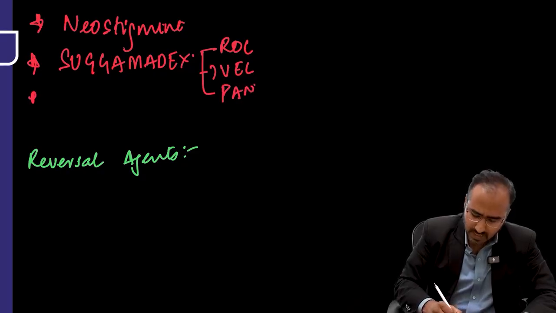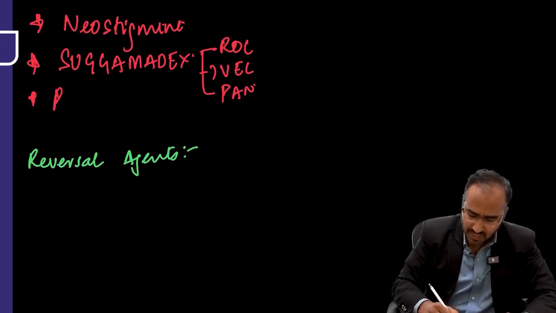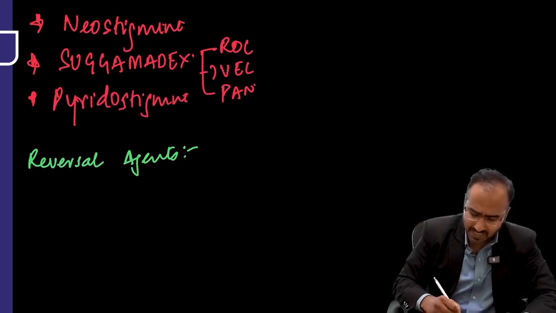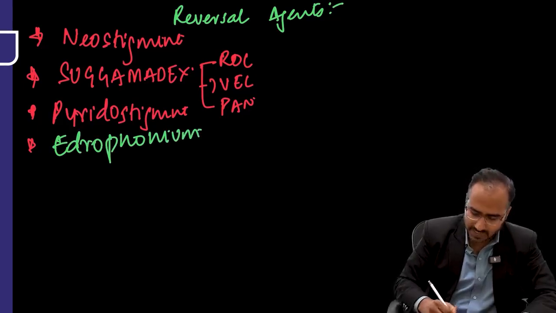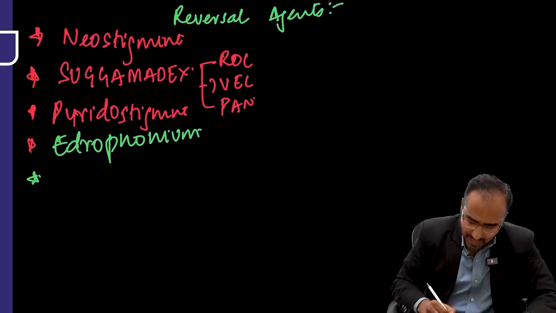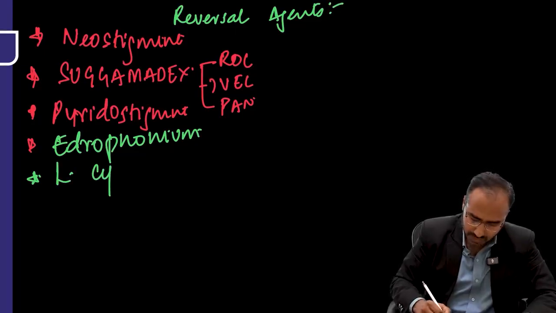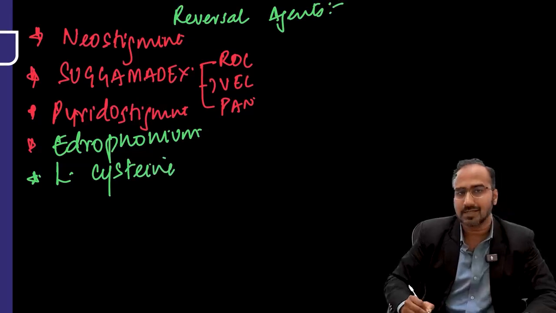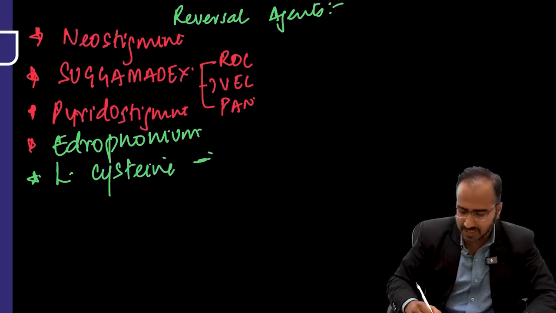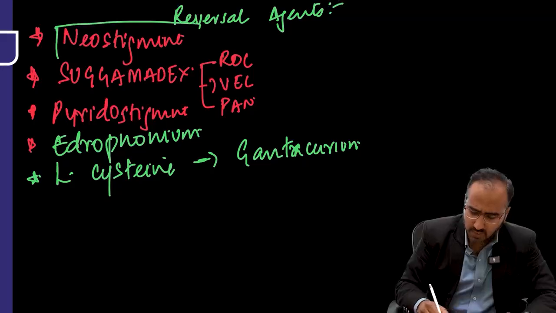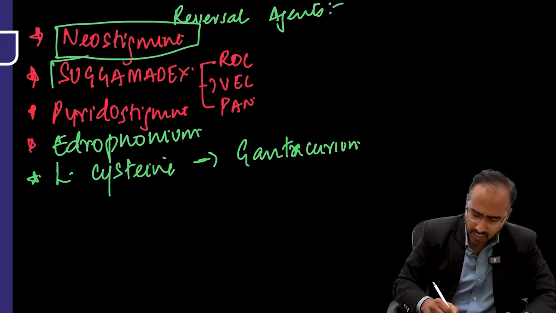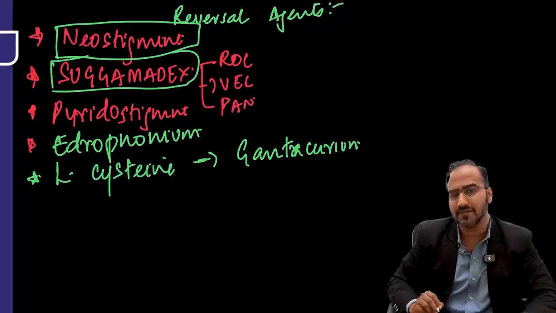Okay. Next, neostigmine, Sugamadex is there. Next, pyridostigmine is used as a reversal agent. Edrophonium is used as a reversal agent. Apart from that, L-cysteine can be used as a reversal agent, but L-cysteine is commonly used for a muscle relaxant called gantacurium. Guys, just remember the most commonly used are neostigmine and Sugamadex. These are the commonly used reversal agents.